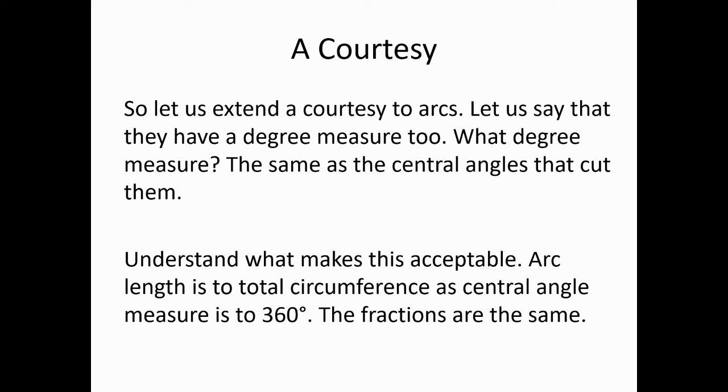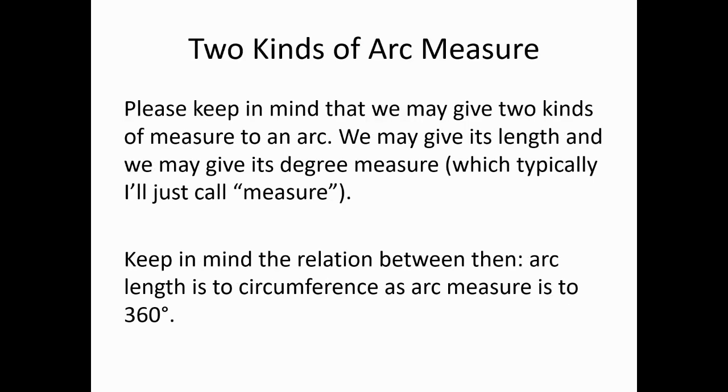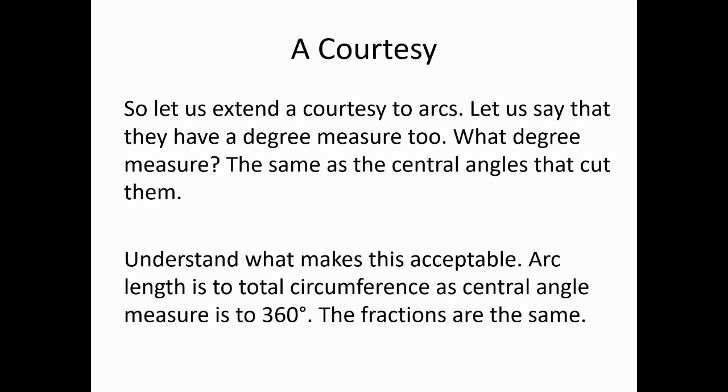Well, how then does an arc get its degree measure? Here's what we will say, and I think this is best treated as a definition. We will say that the degree measure of an arc is the same as the degree measure of the central angle that cuts that arc. Let me draw you a quick picture. Let's say that we have a central angle that measures something like 30 degrees. Then we will also say that the arc that is cut by that central angle also has a measure of 30 degrees. It, as it were, transfers from central angle to arc.